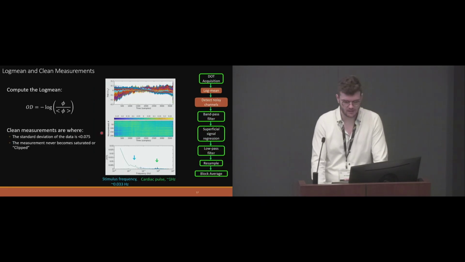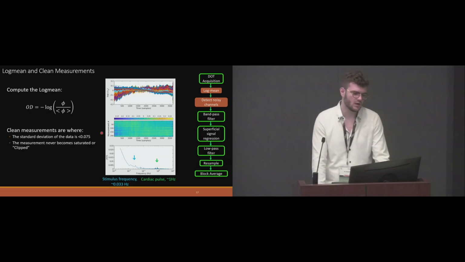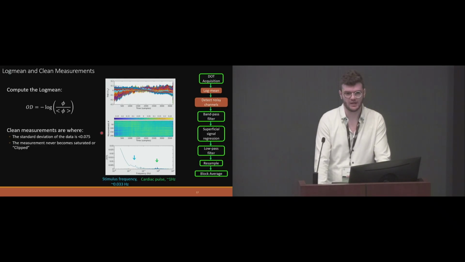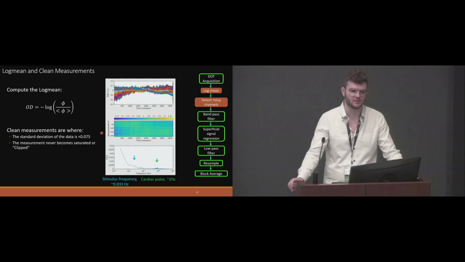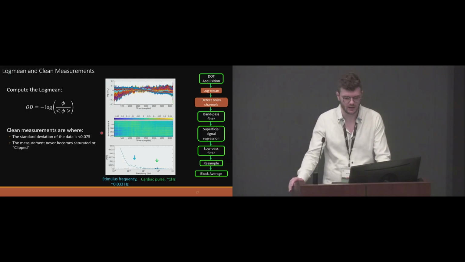So our first step in our pre-processing pipeline is to compute the log mean to get our optical density values. Clean measurements, again, are where the standard deviation of the data is less than 0.075, or 7.5%, and that measurement never becomes saturated or clipped. Clipped can sometimes come from a system. I know the NeuroDOT and Lumo systems have error checking flags for if a measurement is detected on their end as bad, and we will output those as a clipped variable in NeuroDOT as well.